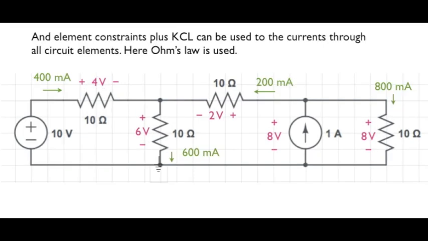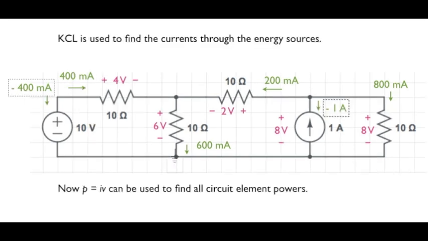Once we have the resistor voltages, we use Ohm's law to obtain the resistor currents. For the 10 ohm resistor on the left-hand side of the circuit, for example, the current equals 4 volts divided by 10 ohms, or 400 milliamps. Once again, note the use of passive sign notation, please. Continuing, we want the currents associated with the energy sources.